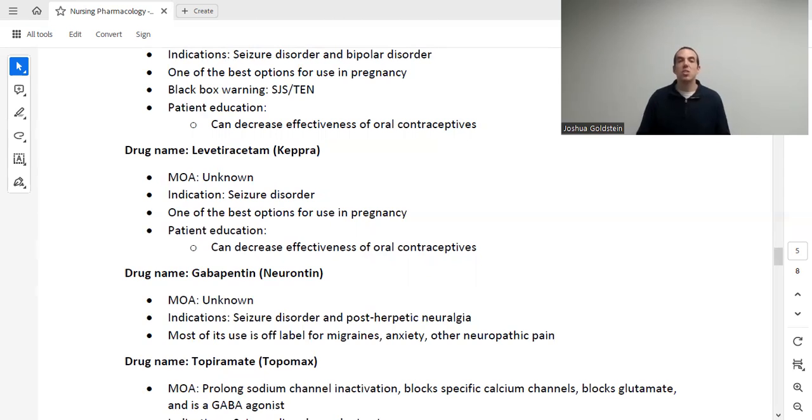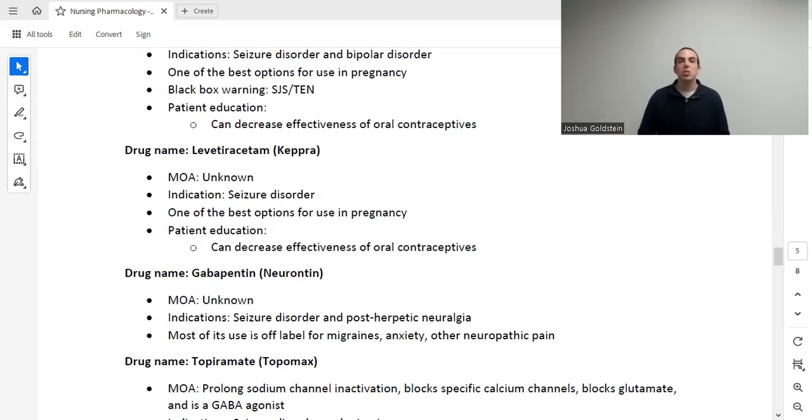What is it used for? Seizures. Again, it's one of the best options for pregnancy, and it's one of the most commonly used in general. Another medication that we have is gabapentin. The mechanism of action for this one is unknown, but we do use this for a few different things. We use it for seizures, and it's also labeled for post-herpetic neuralgia. I will tell you, this medication, however, is extensively used for other things such as neuropathic pain.